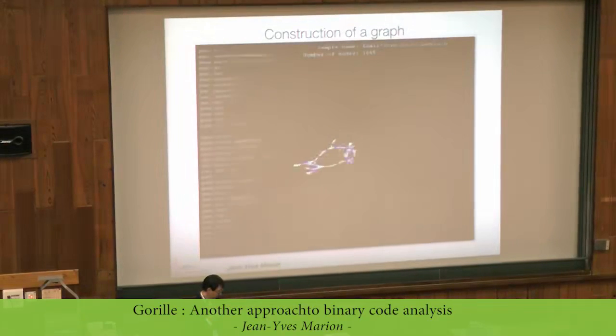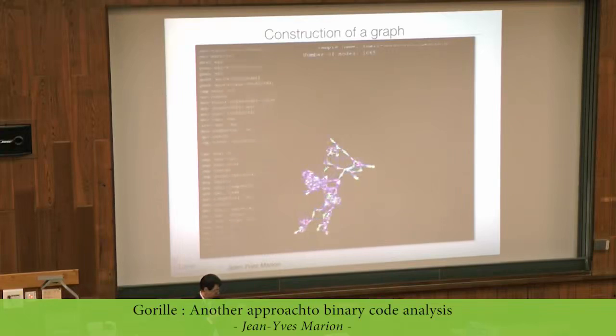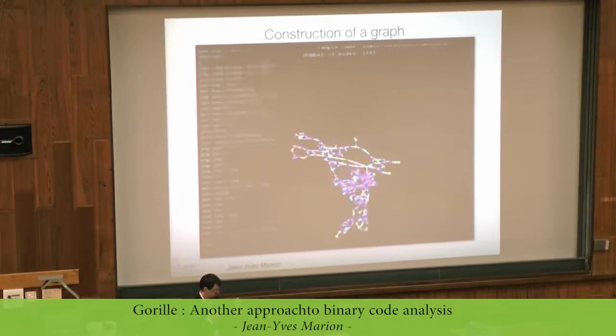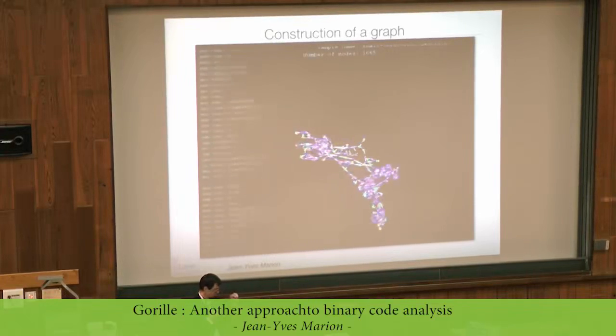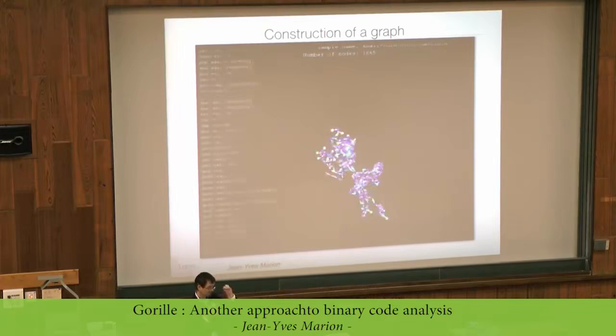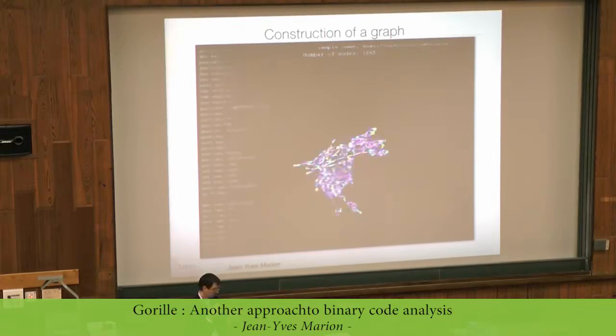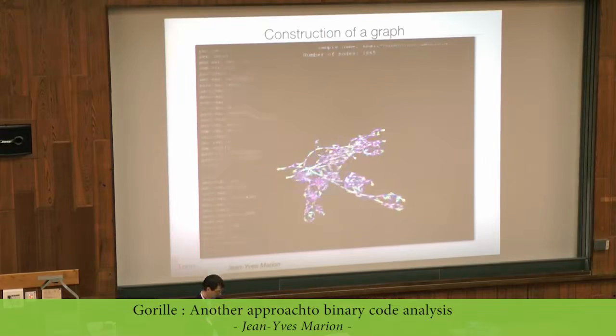So we have a very nice construction where you can see that at each point the reduction is made, and the color of each node of this graph corresponds to one of the abstractions that you can make in order to have a nice representation of this program.